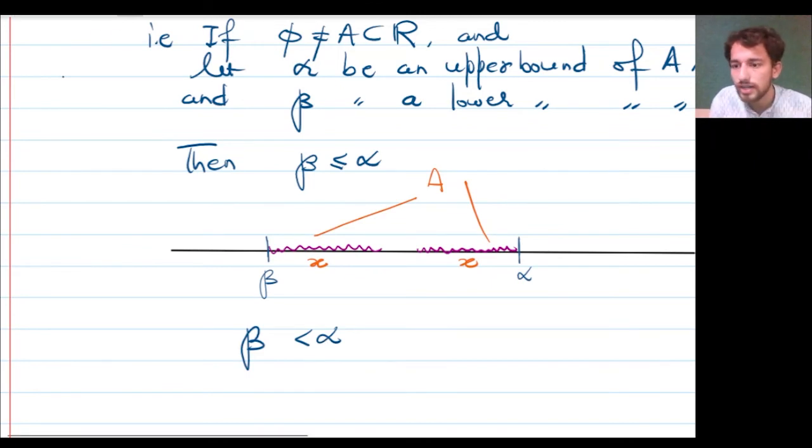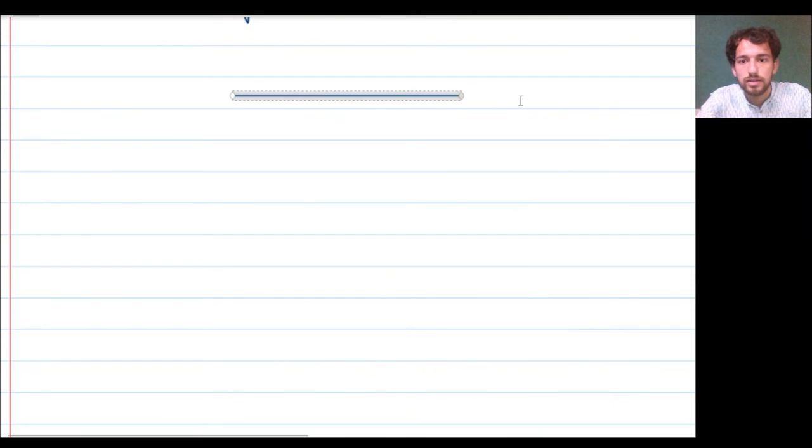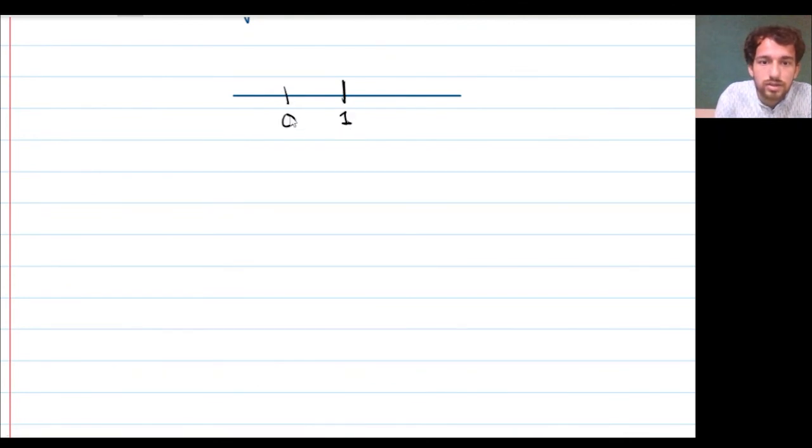Let's choose another example. Let me again draw the real line. In this case, let me just extend it. Let me just change the color. Suppose my set is non-empty, so I assume this time my set is a singleton. Suppose this is 1, here my 0, and this is my set A. What is my set A now? A is the singleton one.